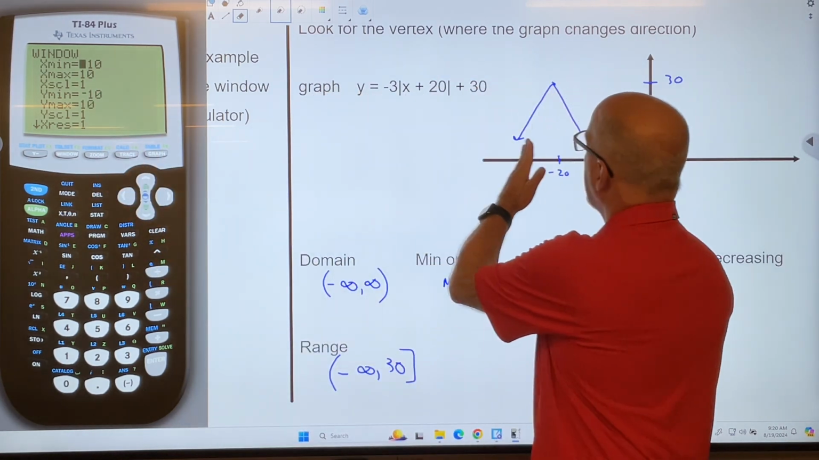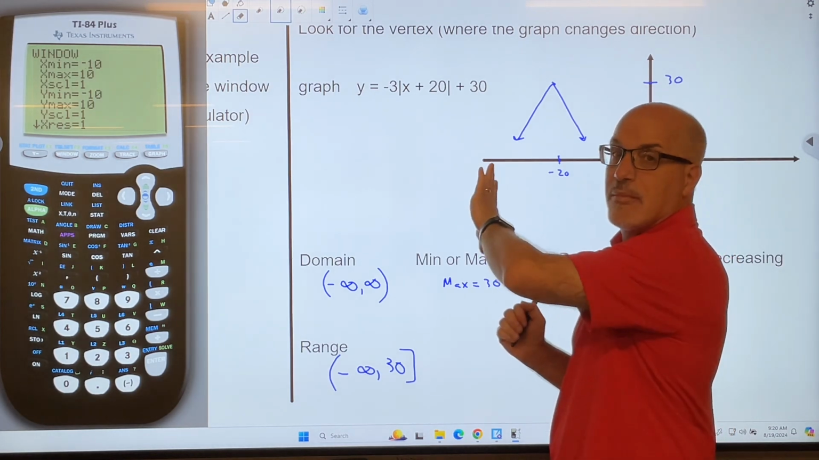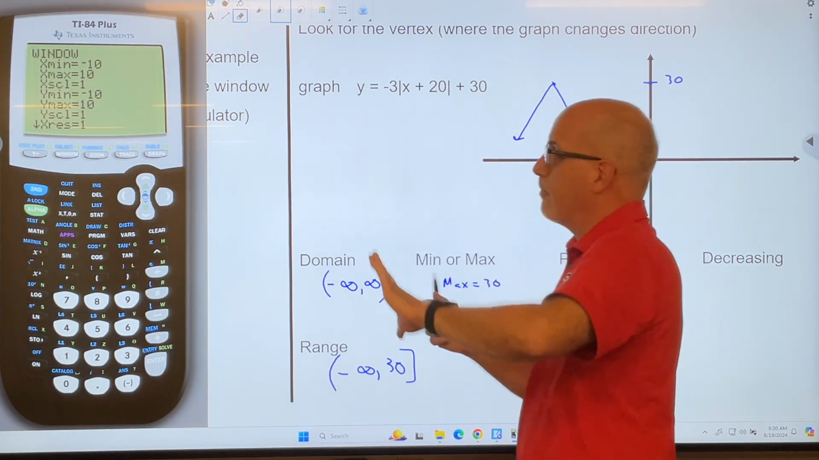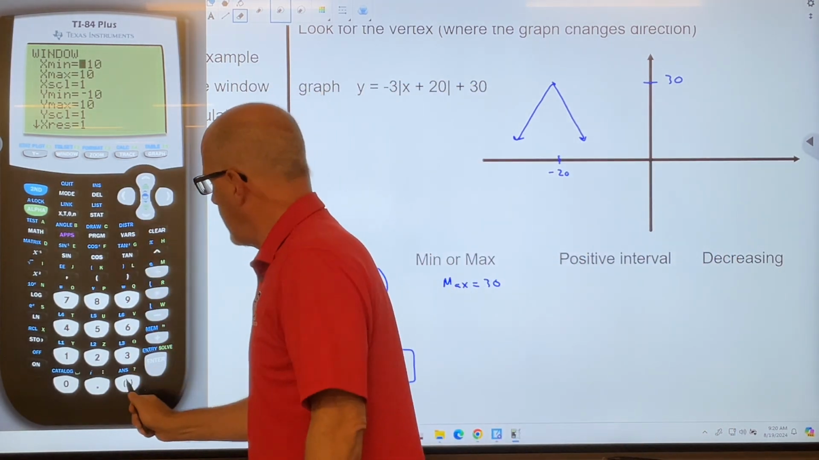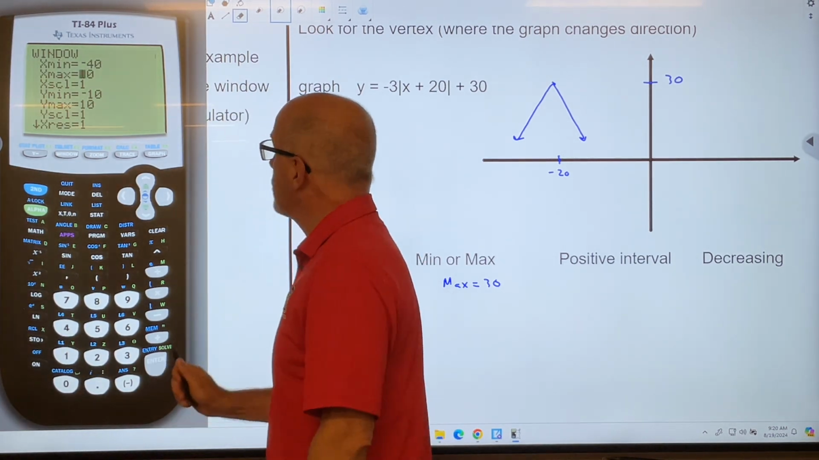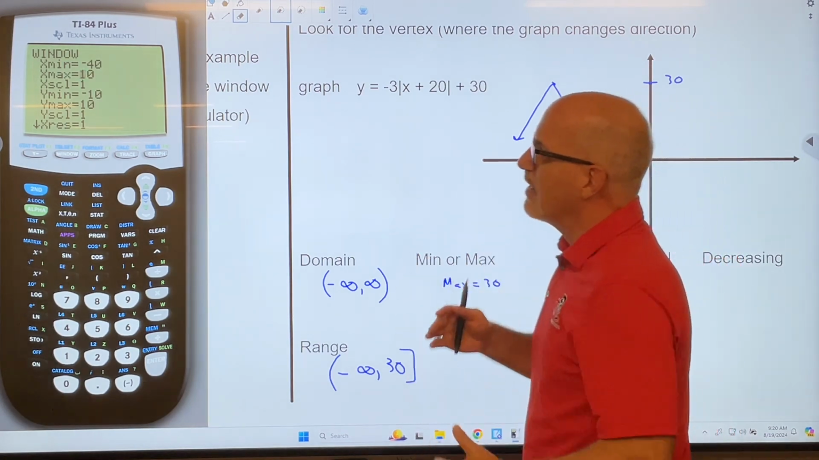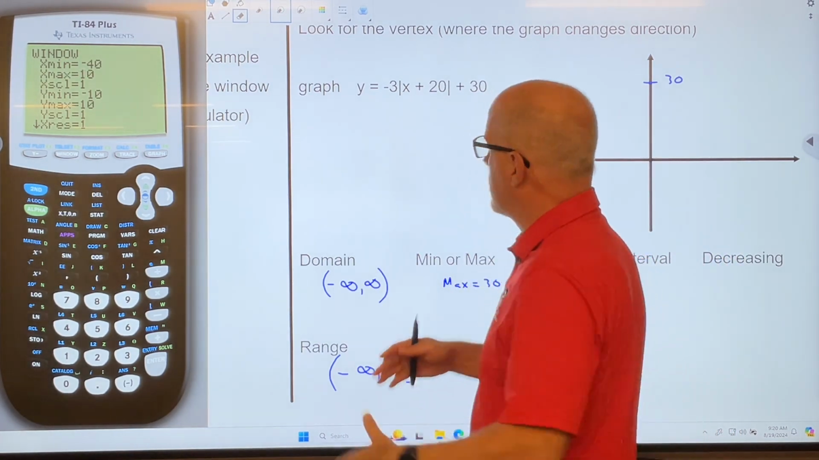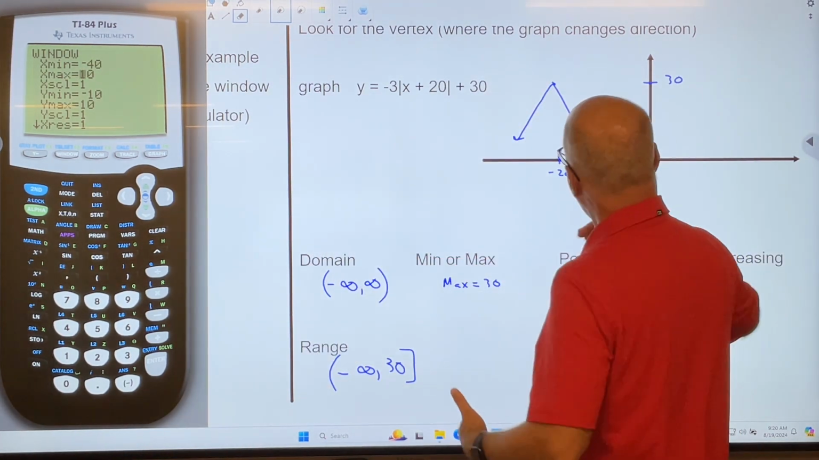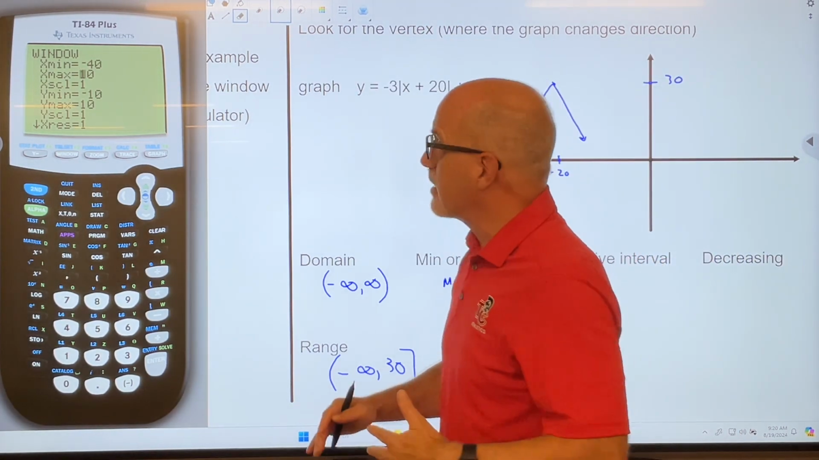So I want to open up my window here and go over, maybe past -20, maybe I go to -40. Okay, so we'll go to -40 here. And then I'm going to change my X max, how far over in the positive X direction do I go? I'll leave it at 10, just so that I can see a big part of the window. How high up? It goes up to 30. Let's go down below the axis a little bit.